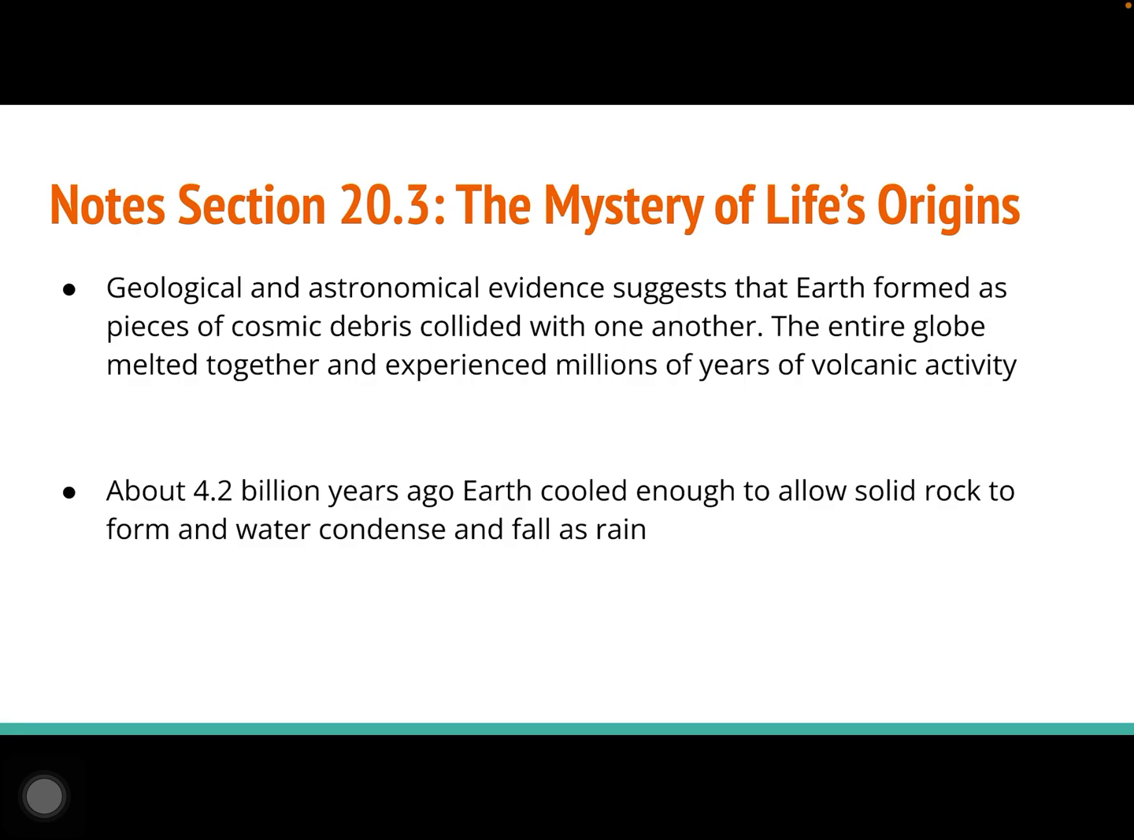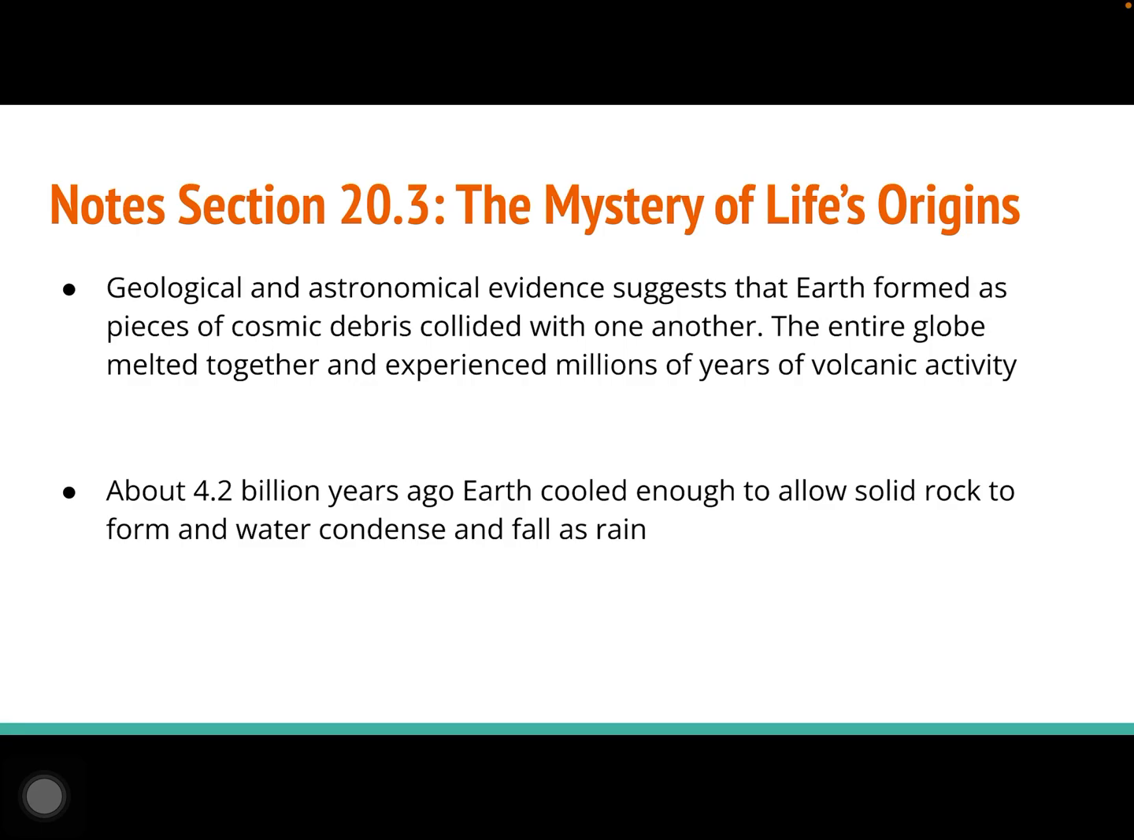So geological and astronomical evidence suggests that the Earth was formed as pieces of cosmic debris collided with one another. The entire globe melted together and experienced millions of years of volcanic activity. So what they believe is that at the beginning of Earth's creation, there were meteors and meteorites crashing into each other, having a lot of energy and causing this large melting of the globe. It then went through this volcanic activity. Again, the core is melted, lots and lots of pressure is being built, and so it was kind of uninhabitable for a very long time.